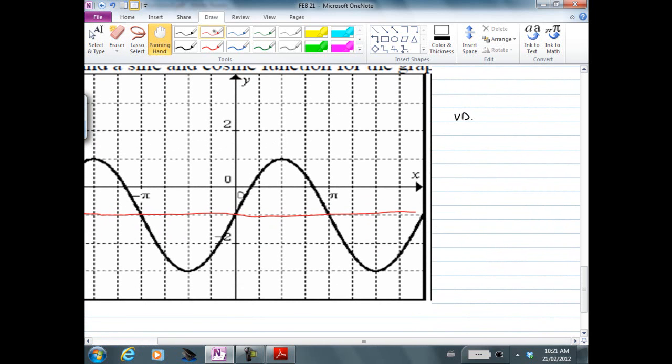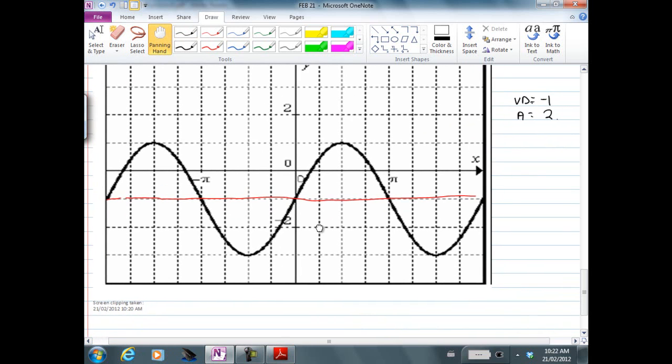Once you have the center line, write in your vertical displacement right now. Vertical displacement really is -1. Once you have your vertical displacement, you can tell me your amplitude easily, which is 1, 2. Here comes the tricky part.